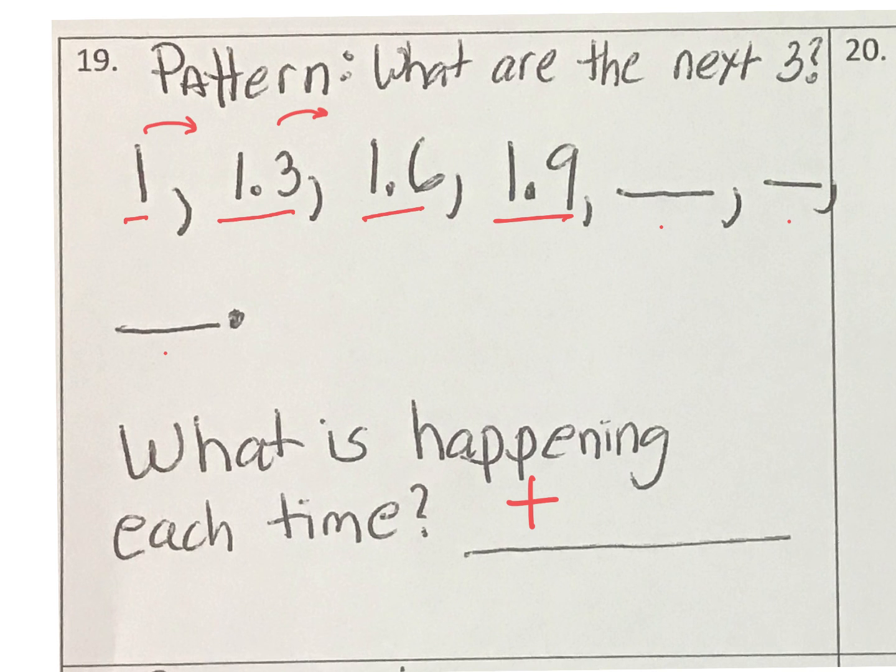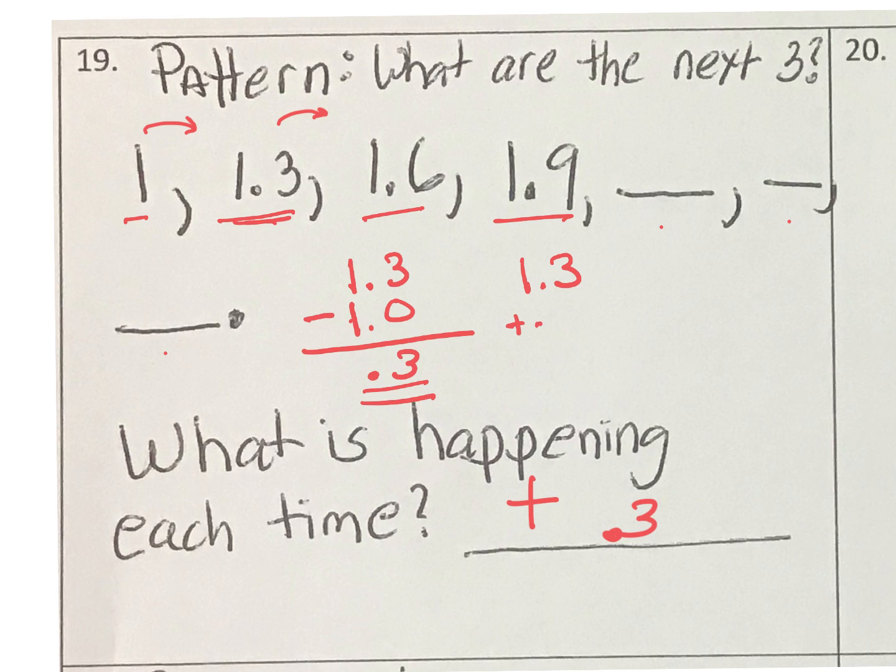So I'm going to take this 1.3 minus 1. I can put it like that. And that gives me 3. Right there. 1 minus 1 is 0. So it's 0.3. It goes up 0.3. I'm adding 0.3 each time. So now, let me just see. If I do 1.3 plus 0.3, that's 1.6.